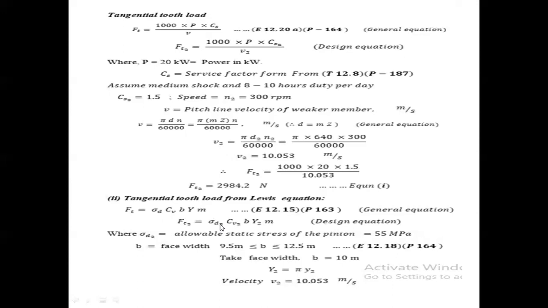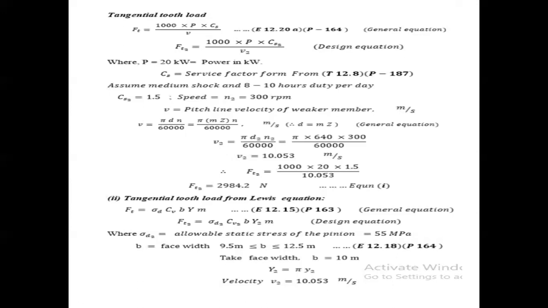Substitute in this equation sigma d Cv b y2 into pi m. The 2 indicates the design is based on the gear here. In the previous case, we used sigma d1, Cv1 as well as y1, which indicated the design was based on the pinion. Sigma d is the allowable stress value, known, that is 55 megapascal, and Cv keep as it is. b is the face width. You know that we already used that face width, the range is between 9.5 to 12.5 times the module. You can opt for any value, even 10 times the module or 11 times the module. Both are acceptable here.